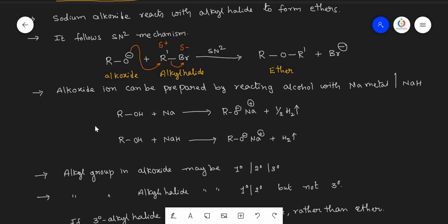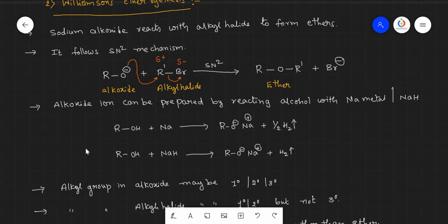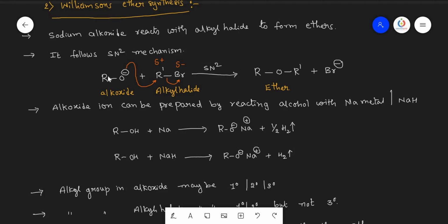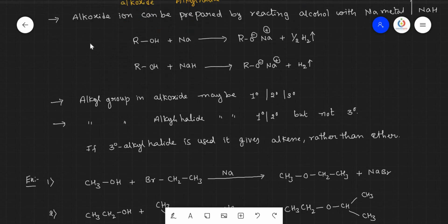And usually there is a question, there is a limitation in the Williamson ether synthesis also. Which alcohols are to be considered in the preparation of the alkoxide ion and which alkyl halides are to be considered? Let us see them also here.